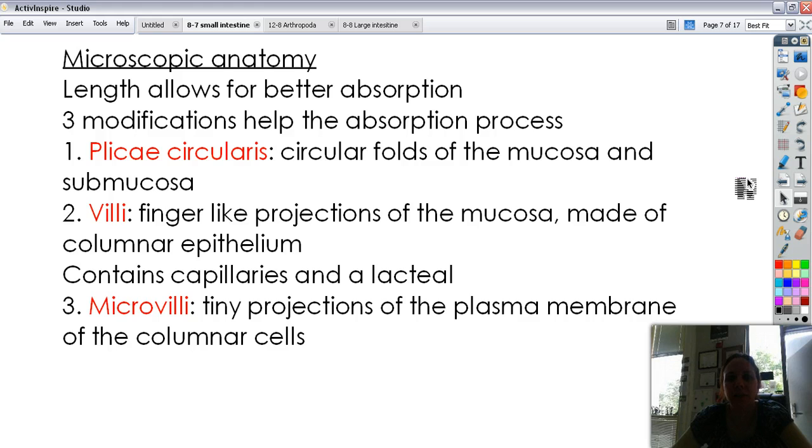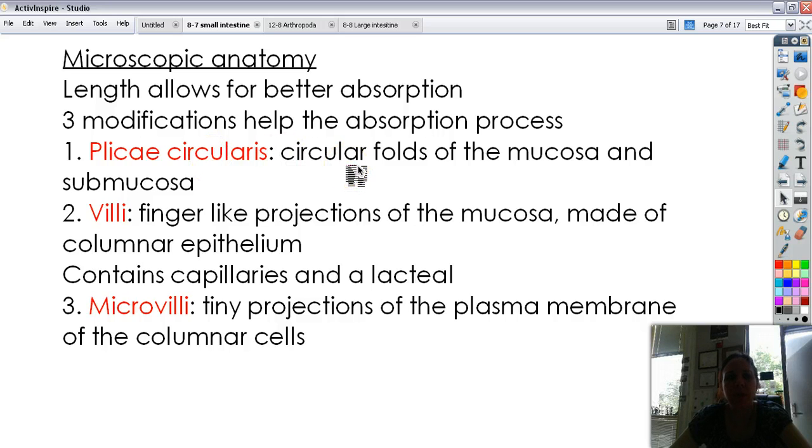If we take a look at what a cross-section of your small intestine would look like underneath the microscope, we would see a couple of different things that allow your small intestine to do its job much, much better than normal. So there's 3 modifications that your small intestine has in order to allow you to absorb better than ever. One is called plicae circularis. You might see it without the E, plica, that just means fold. Plicae means folds, plural. And then the aris part means of, so folds of the circle.